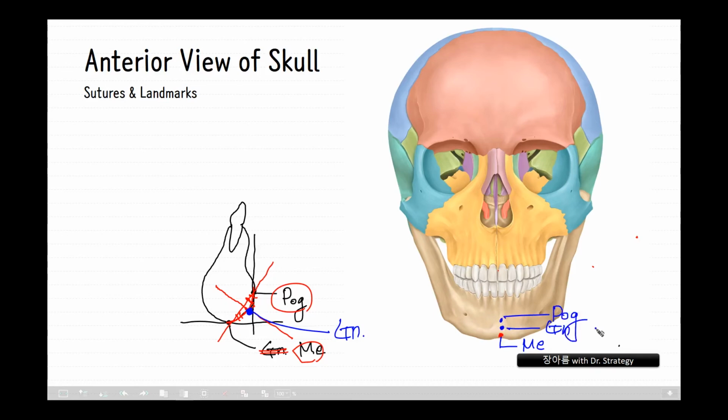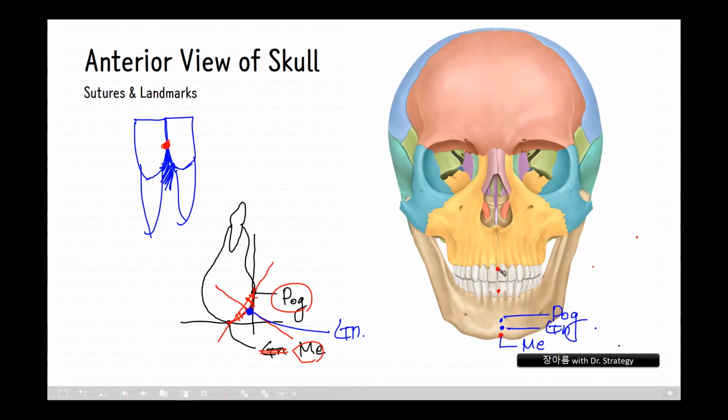move on to the next landmark, infradental. Infradental is the apex of the septum between the mandibular central incisors. The apex of the septum means that there are two adjacent teeth, and between the adjacent teeth there will be alveolar sockets, and there is a projection or septum, which has an apex here. So the infradental is here, and by the same concept, the supradental is here between the maxillary central incisors.